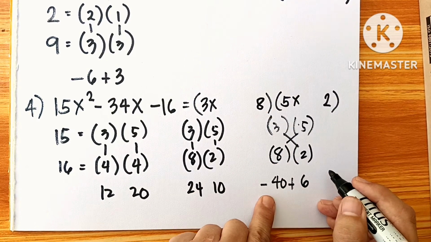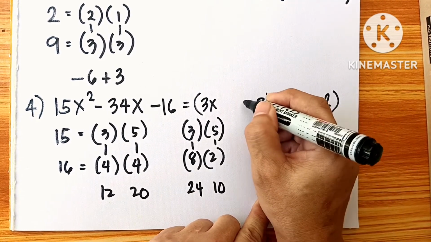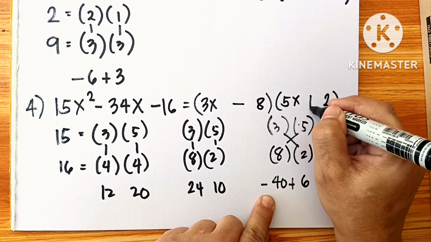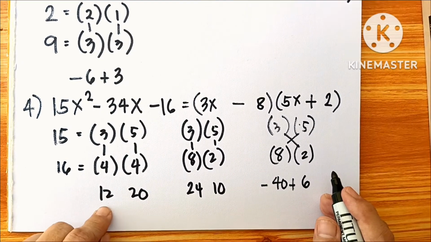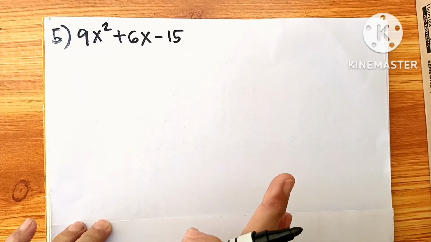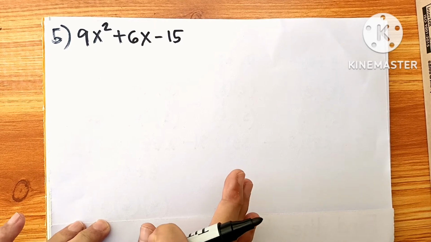Now, we need negative 40. Ito yung 40 natin, yung inner. Dito ang negative, dito ang positive. And we are done. Okay, last number, number 5, we have 9x squared plus 6x minus 15.